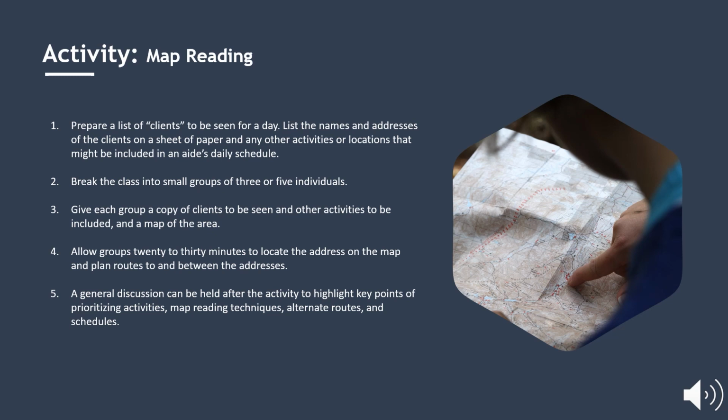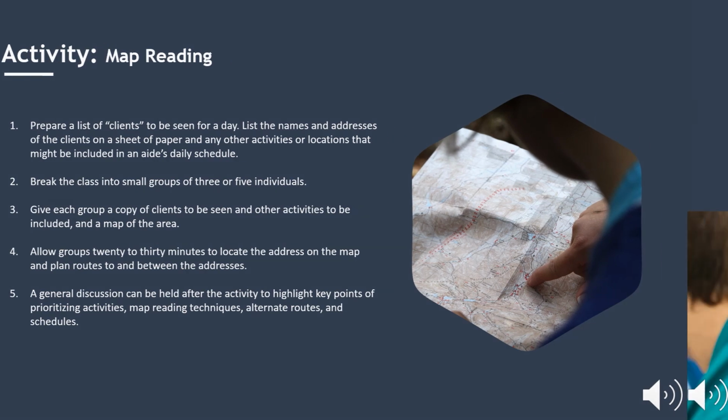3. Give each group a copy of clients to be seen and other activities to be included, and a map of the area. 4. Allow groups 20 to 30 minutes to locate the address on the map and plan routes to and in between the addresses. 5. A general discussion can be held after the activity to highlight key points of prioritizing activities, map reading techniques, alternate routes, and schedules.